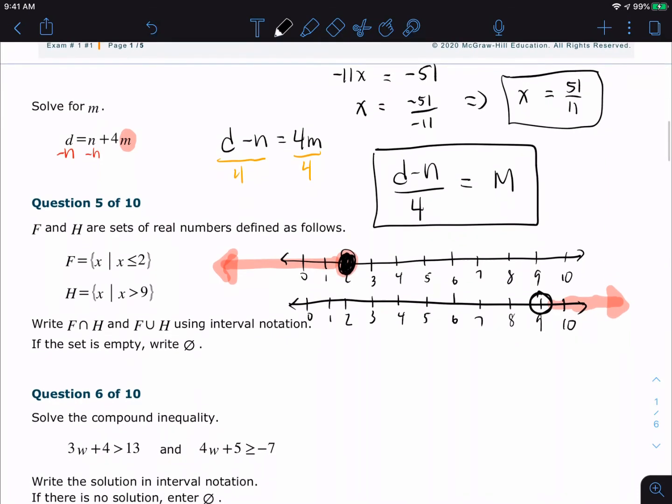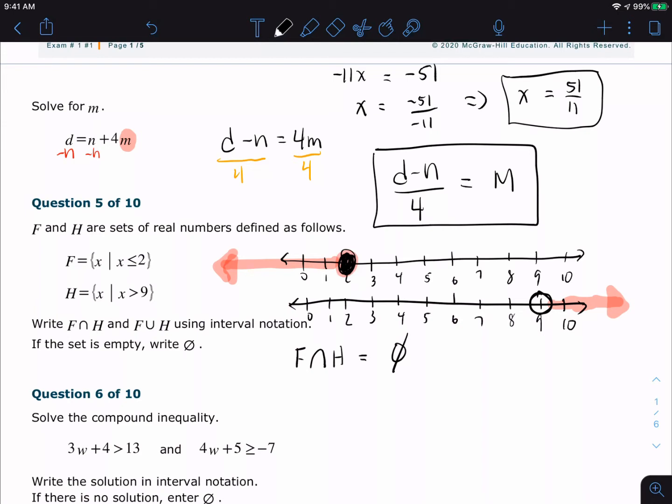So now what we're going to do is we're going to find f. This symbol means intersect, right? So where are they both shading is what this one is saying. So where are they both shading? Is there anywhere where they're both shading? No. And since there's not, we call that the empty set or the null set. Have you guys seen that symbol?